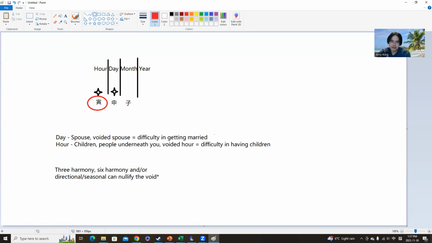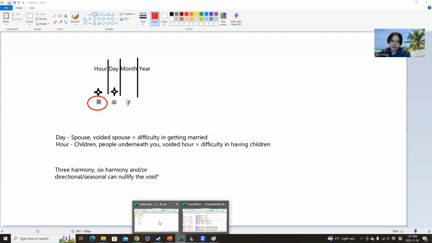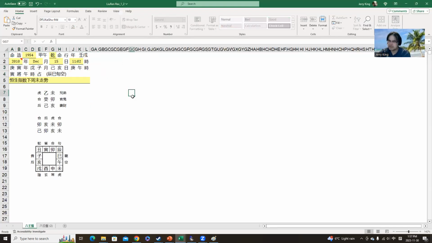Enough of four pillars here. Quickly go to Daliu Ren. I don't have time for Qi Men. It's pretty much the same actually, Qi Men and Daliu Ren. The theory behind the void is almost the same.